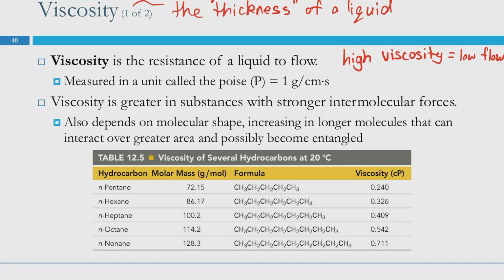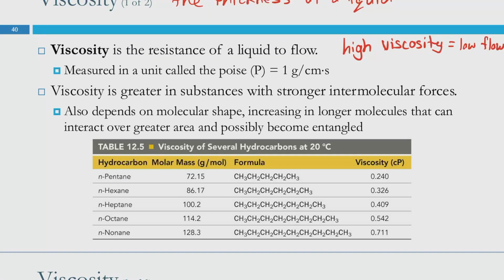Viscosity is higher, greater, in things that have stronger intermolecular forces because they're stickier with their neighbors. So it's harder for them to move past each other. It also depends on the molecular shape. So we're looking at the viscosity in this table of several hydrocarbons at the same temperature. A bunch of n-hydrocarbons, we looked at this in a different graph before. So pentane up to nonane, that's 5 to 9 carbons. And they're straight chain, so it's just add a carbon and 2 hydrogens.